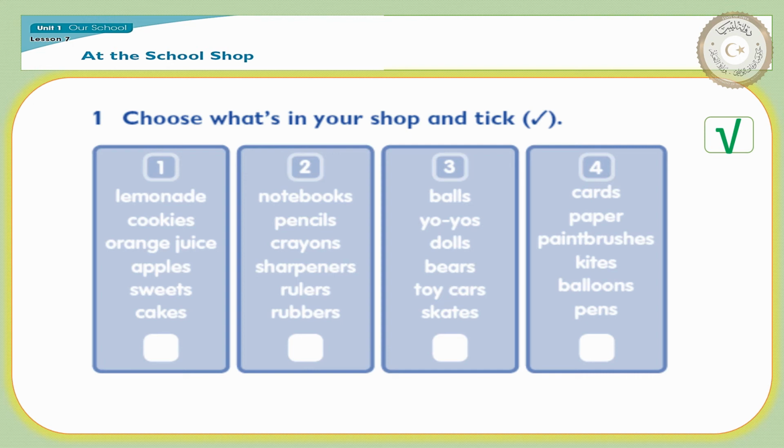So we need to choose items, because here we have different items. We choose which box has items that we can find in our shop. Then down here we need to write a tick. That means we choose this box. Look at number 1: lemonade, notebooks, balls, and cards. So we have 4. 1, 2, 3, 4. So take your time and choose your box. Which one do you choose? I gave you time to choose.